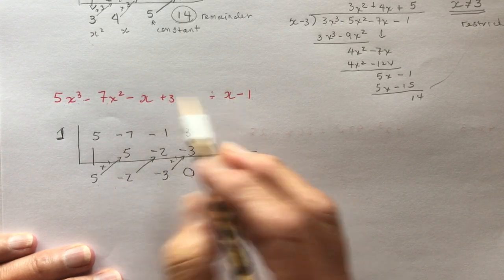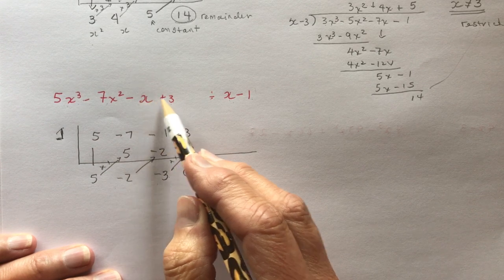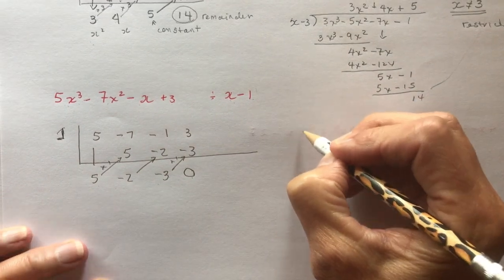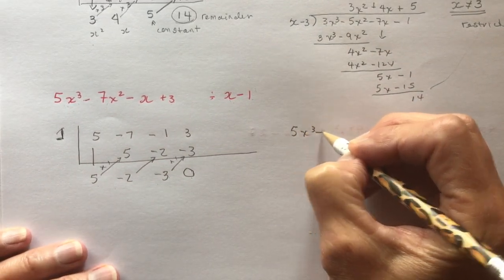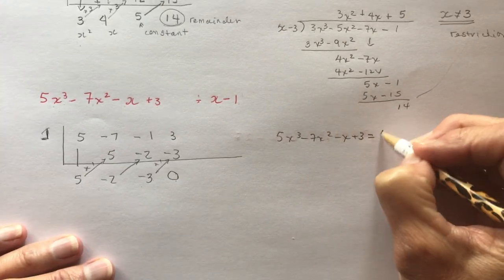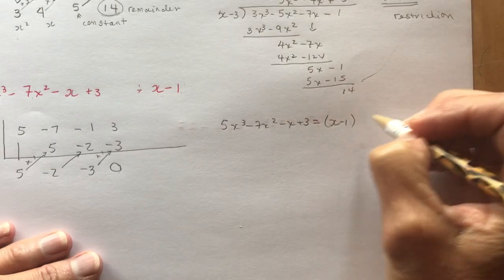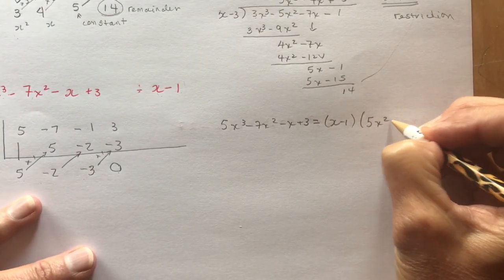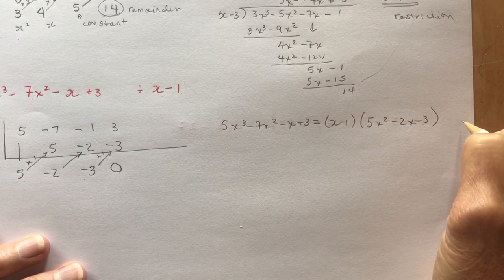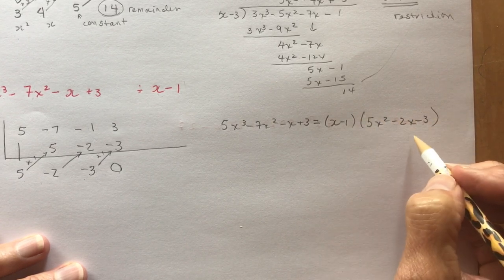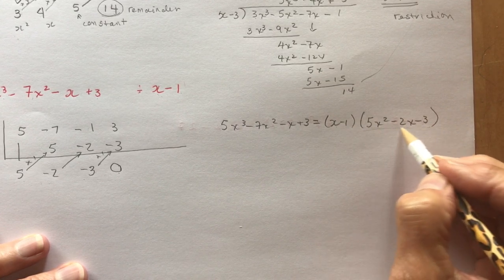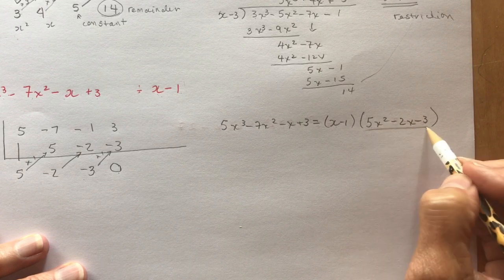So when you divide by x, of course, you're reducing each of the exponents by 1. So that would give me this division statement. Let's write it here. So I have 5x cubed minus 7x squared minus x plus 3 is equal to x minus 1 times 5x squared minus 2x minus 3. No remainder. So to finish this off, if I asked you to sketch this function, you have one of the factors and now you have a quadratic. So you would need to factor this next.